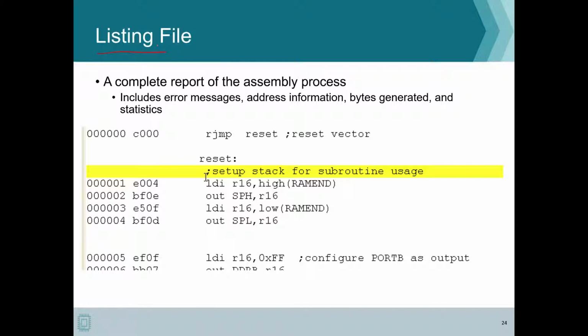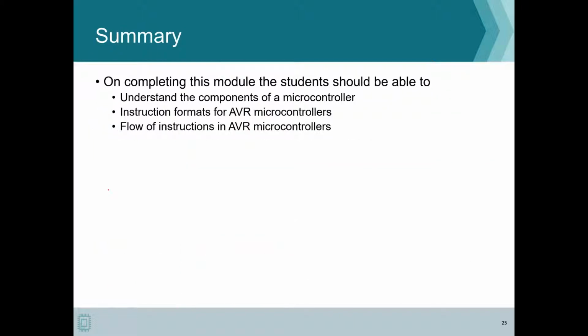And as I said, we can also generate other types of support files for debugging. One such file is the list file. The list file lists your assembly and the corresponding machine code of those assembly instructions. This particular file is very useful for debugging purposes.